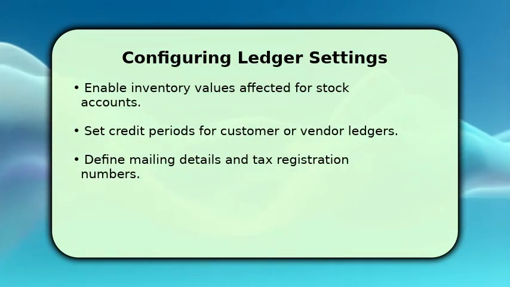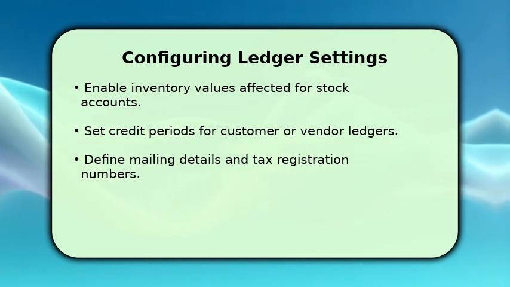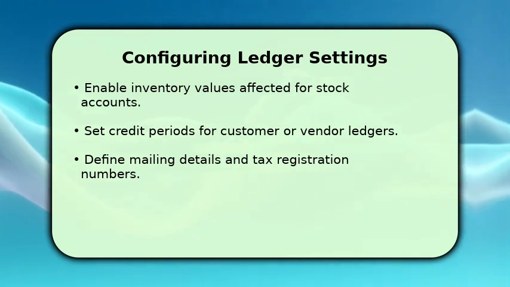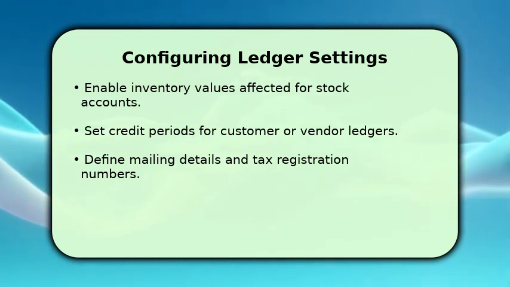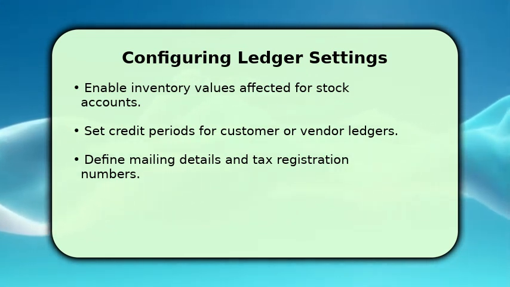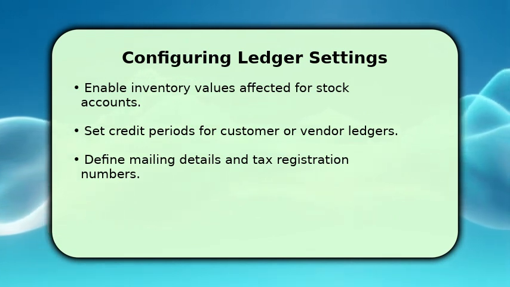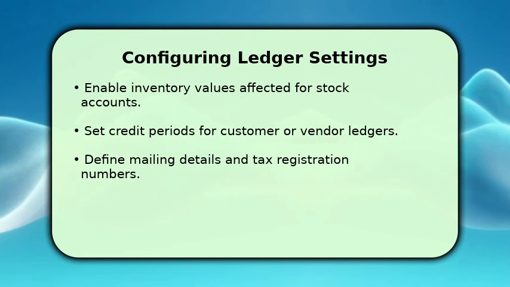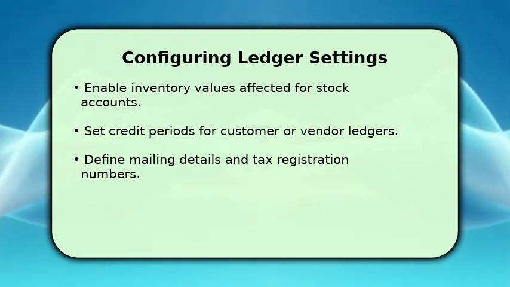Beyond the basic information, Tally Prime offers several advanced options to tailor your ledgers. For instance, if you are creating a stock item ledger, ensure you enable inventory values are affected for proper stock tracking. You can also define specific credit periods for your customer or vendor ledgers, which helps manage your receivables and payables effectively. Don't forget to include mailing details and tax registration numbers for compliance, ensuring all your records are complete.